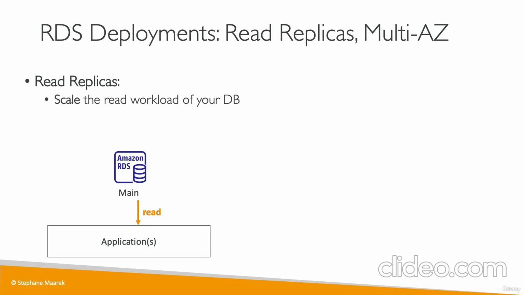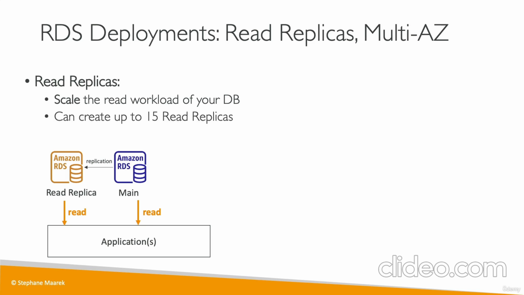The way you can do it is by creating read replicas. That means there are going to be some copies, some replicas of your RDS database that are created. This allows your applications to read from these read replicas also, and therefore you're distributing the reads to many different RDS databases. You can create up to 15 read replicas. As you can see in this example, I have 2 read replicas on top of my main RDS database, and my applications can read from all of them.